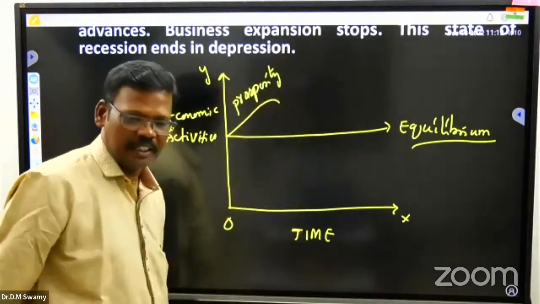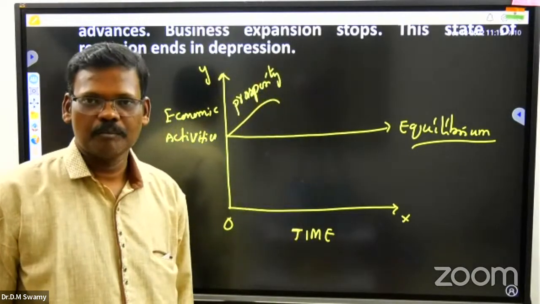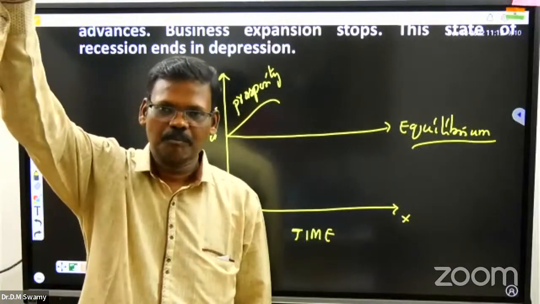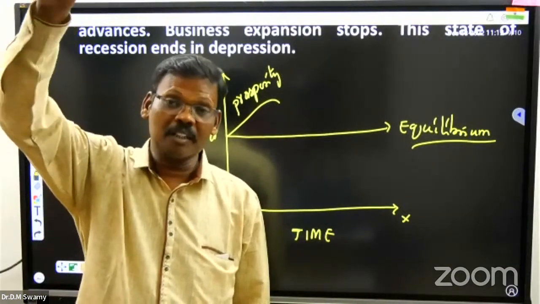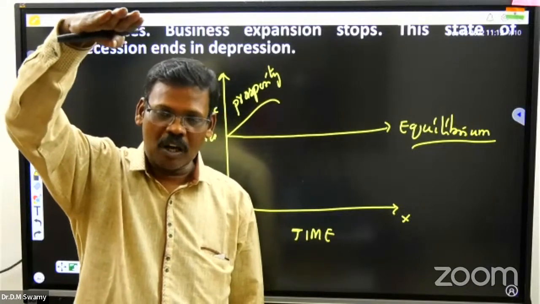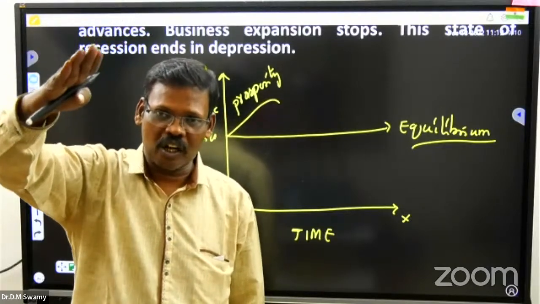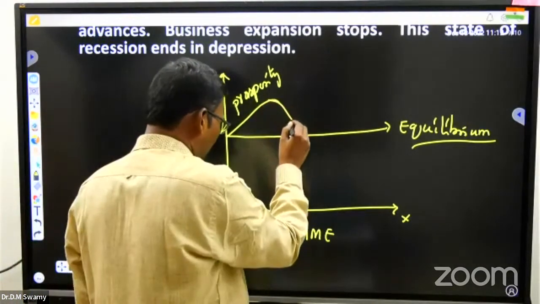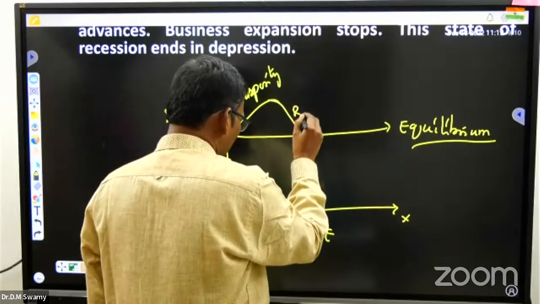Okay, it may be known as the prosperity. Once the prosperity reaches the peak stage, because of some problems, the economic activity slowly starts to decrease. This may be called recession.